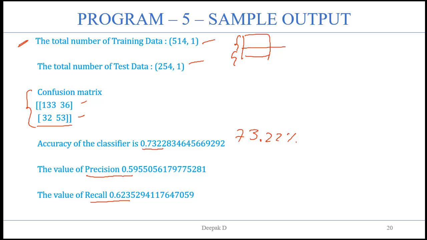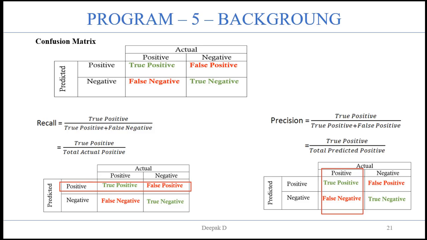So let me explain how to identify the accuracy value, precision value and recall value based upon the confusion matrix. So let's see what the confusion matrix is. A confusion matrix is an n cross n matrix used for evaluating the performance of a classification model, where n is the number of target classes. This matrix compares the actual target values with those predicted by the machine learning model. So this gives a holistic view of how well our classification model is performing and what kinds of errors it is making.